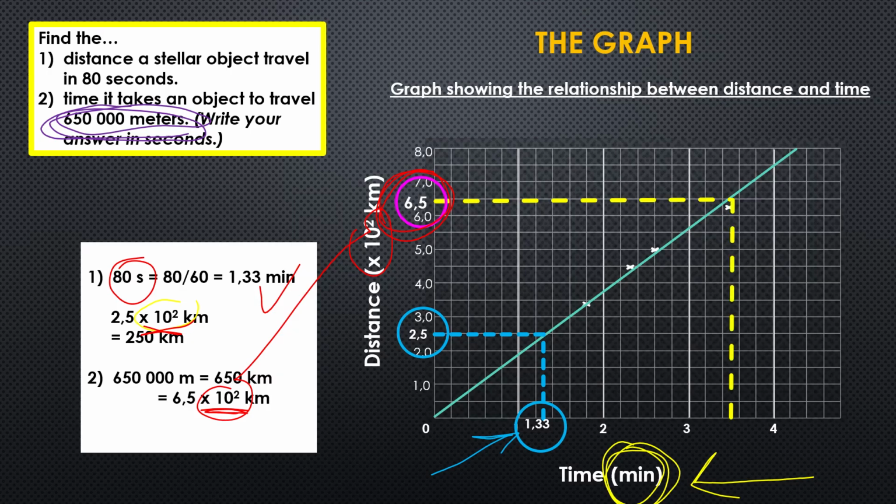So you draw your dotted lines where 6,5 is on your y-axis. Remember, it must cross your graph there, the green line, and then you go down and read off the correct answer here on the x-axis, which is 3,5 minutes. Remember, this is 3,5 minutes, guys, but the question clearly instructed you to write your answer in seconds. So the last mark will be for taking that 3,5 minutes and multiplying it by 60 to then get your final correct answer in seconds.